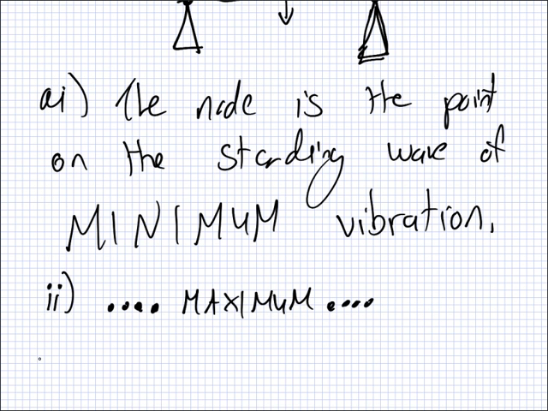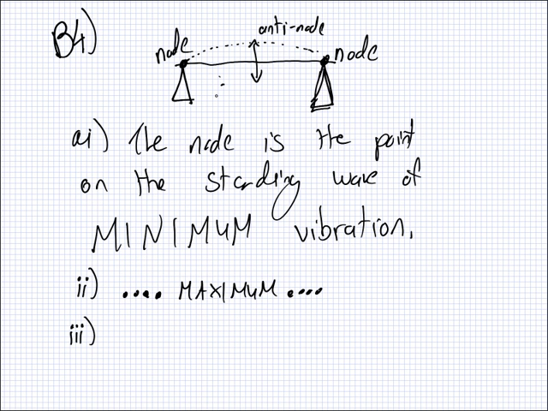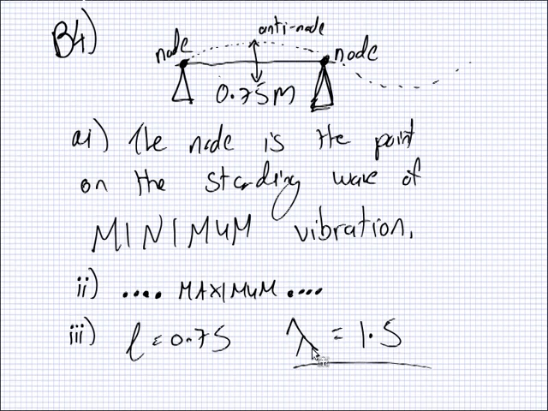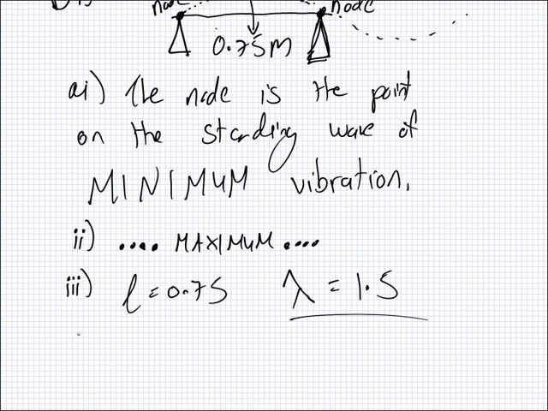A3, is it? The length of the string is 0.75 meters. Determine the wavelength of the lowest frequency which can form the stationary wave on the string. So, if the length is 0.75, then that means the wavelength would be 1.5, because it should be like this. It's fine. Next, part 4.